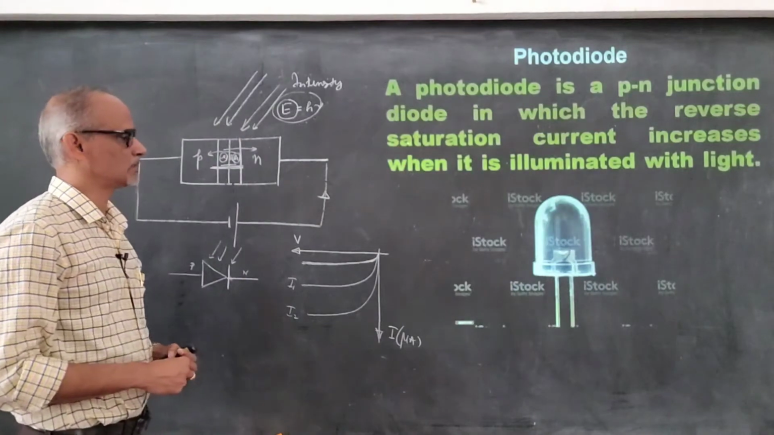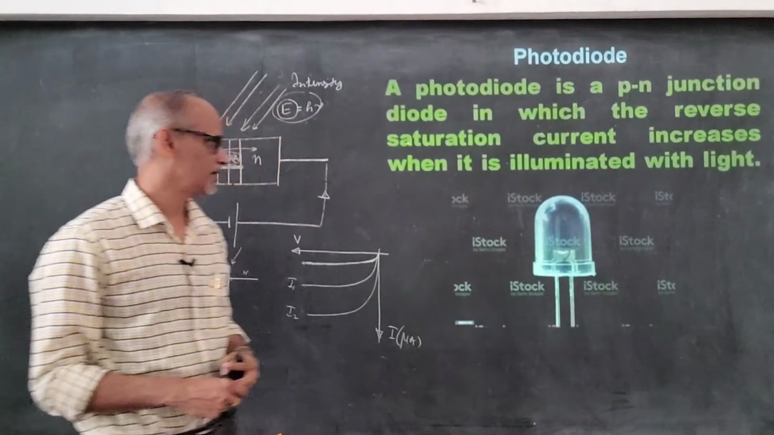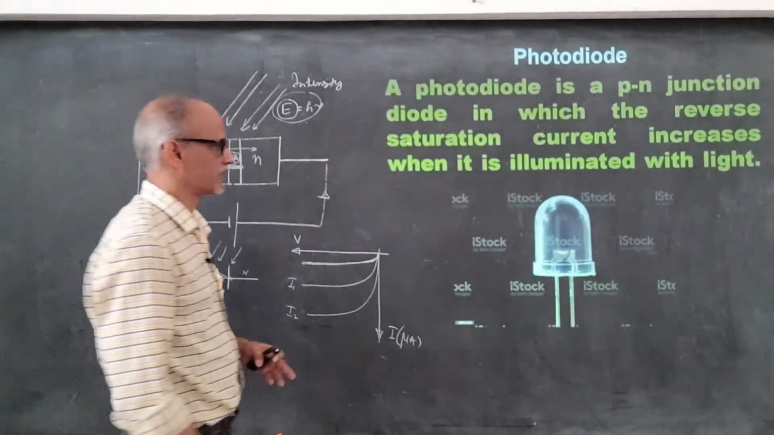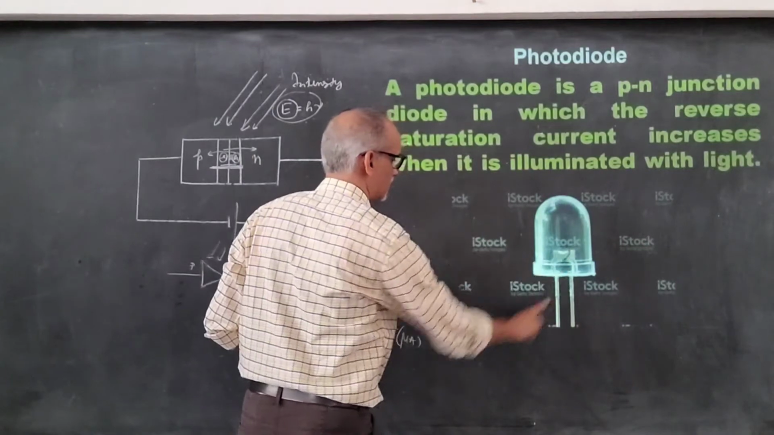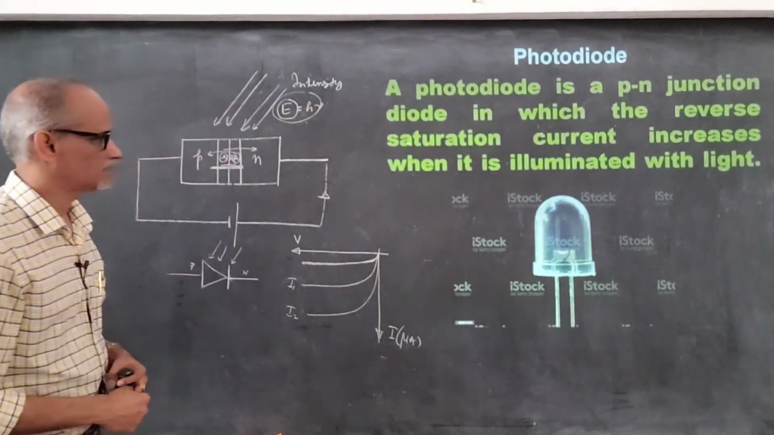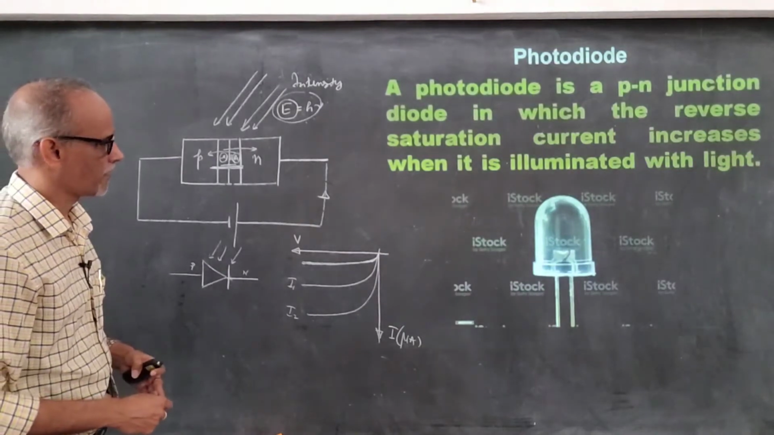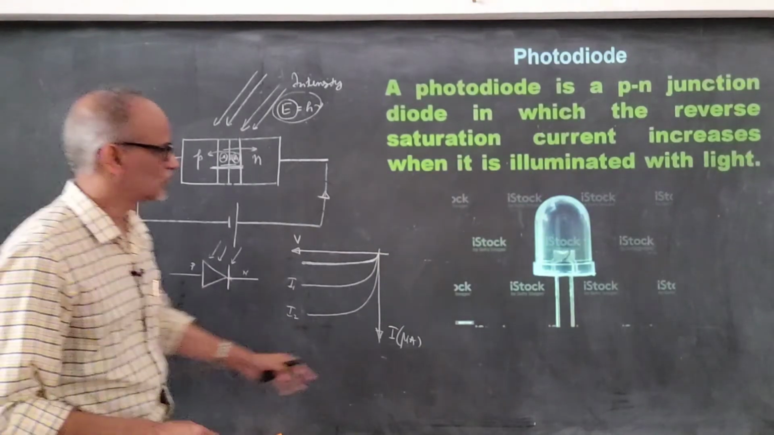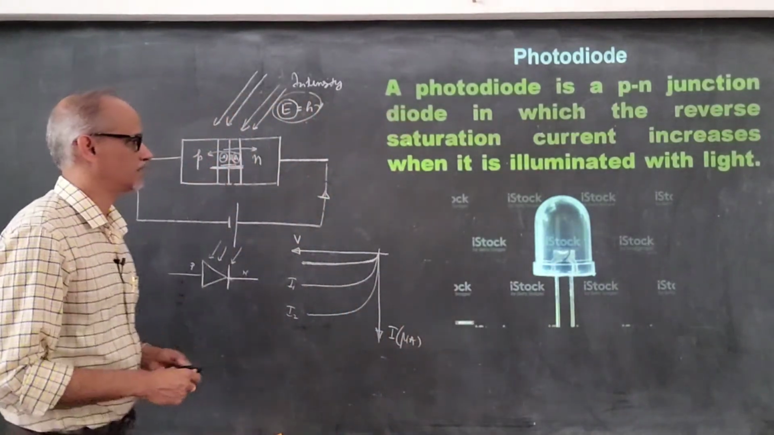So this is how this device looks. It just looks like a diode, and somewhere here you can even see a small gap, which is the space between the two regions, the P and the N region.